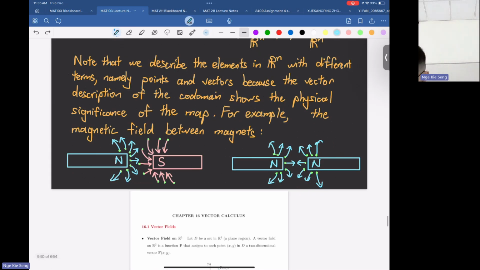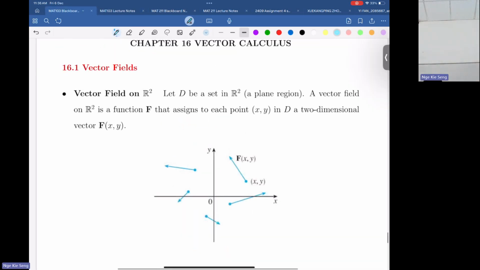Okay, let's look at the definition now. Let's just look at a vector field on R2. If I say vector field on R2, you should immediately think that this is a function from R2 to R2, the same n. Whenever we talk about vector fields, it has to be the same n between domain and codomain. If I say vector field on R3, it is a function from R3 to R3.